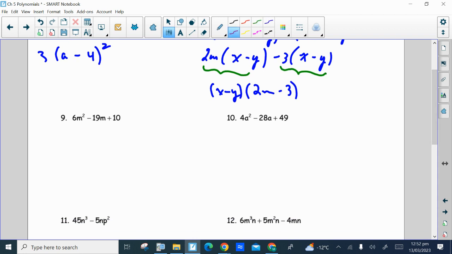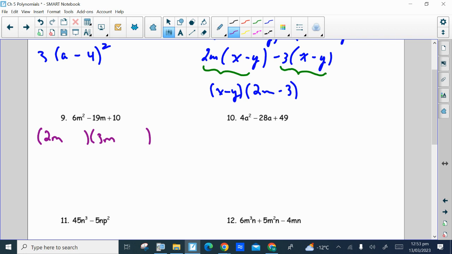Number 9. There is no common factor there. This is a trinomial, and the front term has a coefficient of 6, not 1. So this is one of those ones that we need to do by inspection or by trial and error. The front terms multiply to get 6m squared. So I would start with 2m and 3m. If I can't make those work, then I would try 6m and 1m. But normally we start with the ones that are closest together.